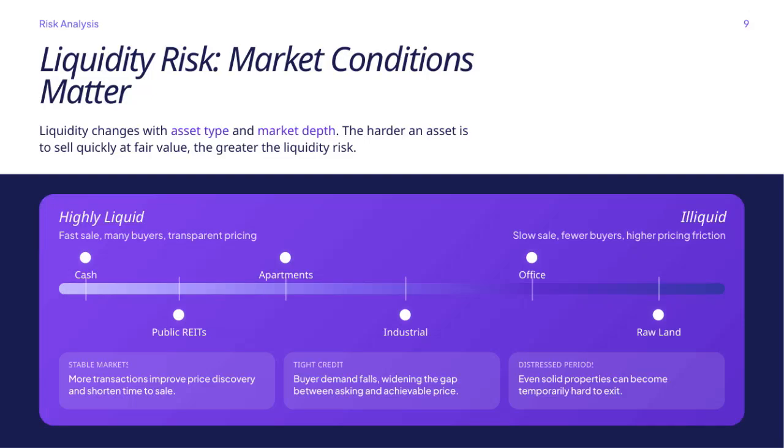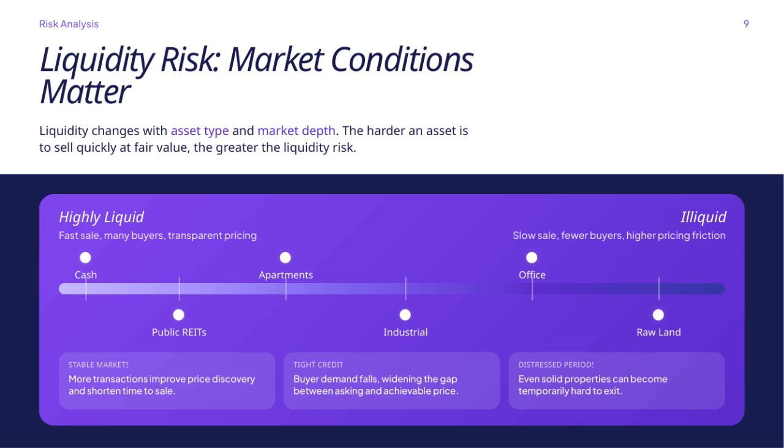When we talk about liquidity risk, market conditions play a crucial role. Liquidity varies depending on the type of asset and the depth of the market. Essentially, the harder it is to sell an asset quickly at a fair price, the higher the liquidity risk becomes. Let's break it down further. Highly liquid assets are those that can be sold quickly because there are many buyers and pricing is transparent. On the other hand, illiquid assets take longer to sell, have fewer buyers, and face greater pricing friction, which makes it harder to get a fair value promptly.